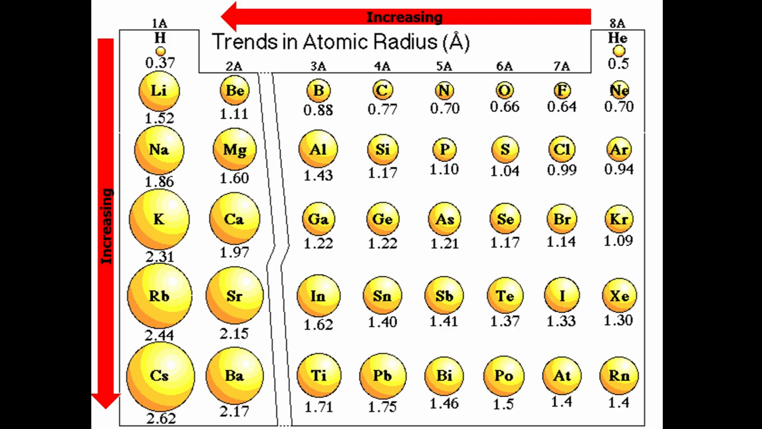This periodic table of atomic radius demonstrates this. As you can see, as we move from left to right across a period or series, the radius of the atom becomes much smaller. Conversely, as we move from top to bottom of a family or group, the radius becomes much larger. This is a true periodic trend.